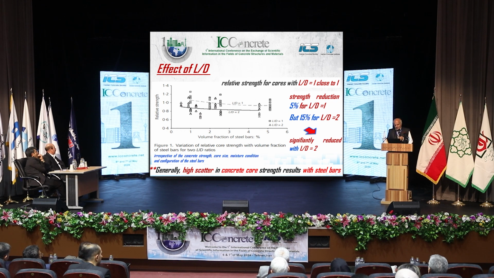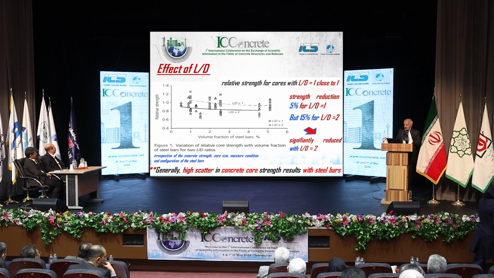As you can see, the relative strength of cores for an L/D ratio very close to 1 is high. In other words, if you take L/D equal to 1, you will get less effect on the core strength, around 5%. But if you take L over D equal to 2, then that reduction will be up to 15%. That means the significance will increase if you take an L over D ratio of 2.